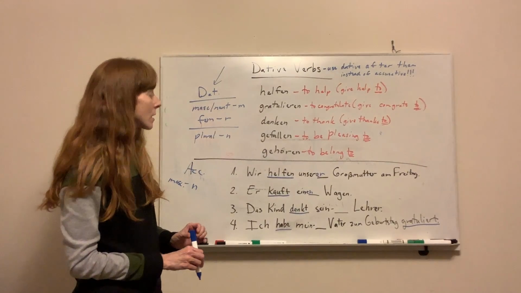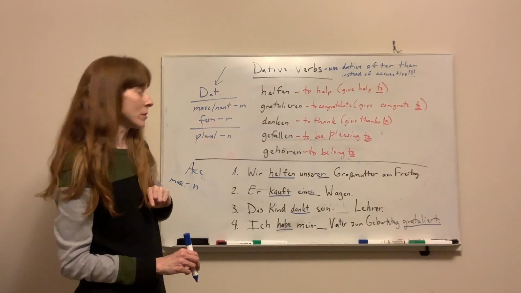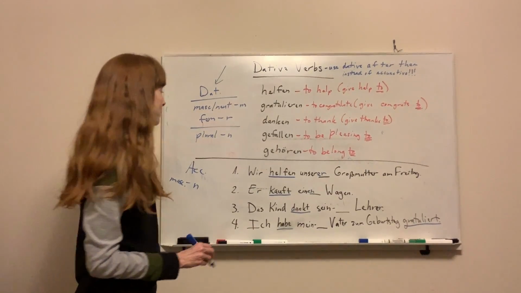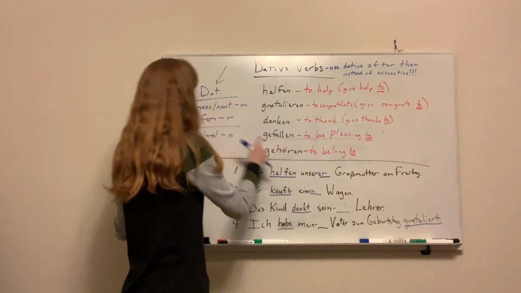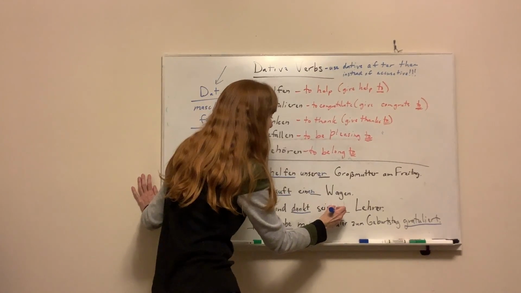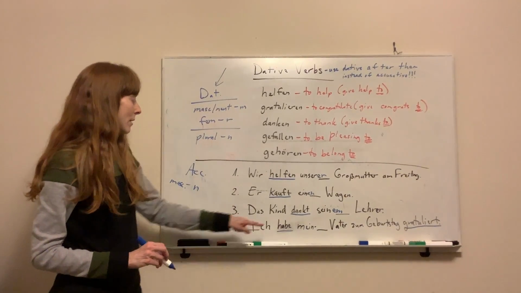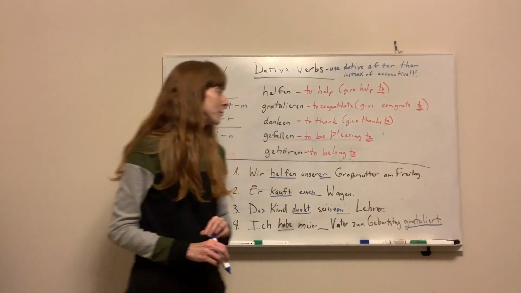Nummer drei, das Kind dankt. The child is thanking his teacher. Danken is a dative verb, so we're going to use the dative case. Lehrer ist masculine, so we're going to put an M right there. Er dankt seinem Lehrer.